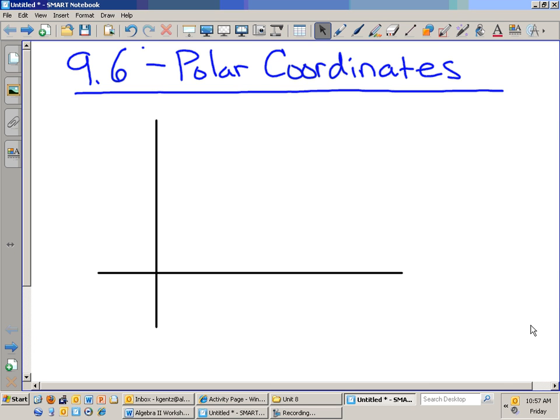Okay, YouTube Nation, sorry for my very crude notes today, but we just want to do a very basic introduction to polar coordinates. And there's a couple different ways which we can represent coordinates. You guys are used to what we refer to as rectangular coordinates. And we also have what we call polar.